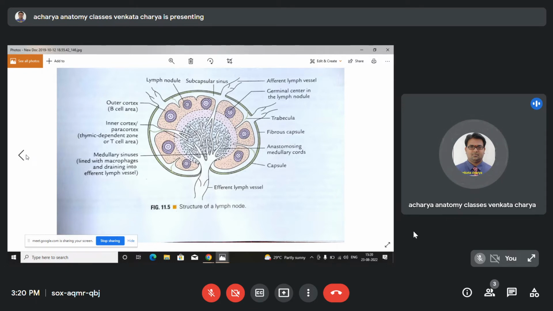Next, come to the next one, spleen. Okay, spleen, where is it located? It is a lymphatic organ which is located in the... where is it located?